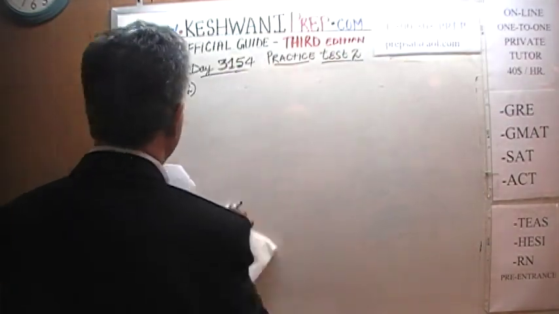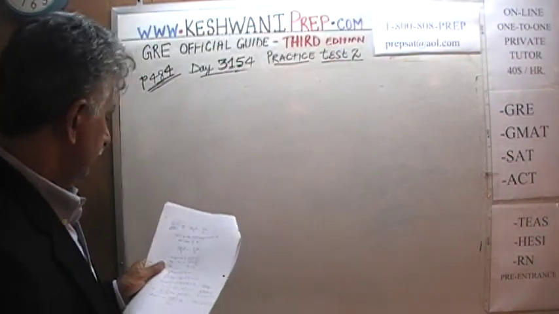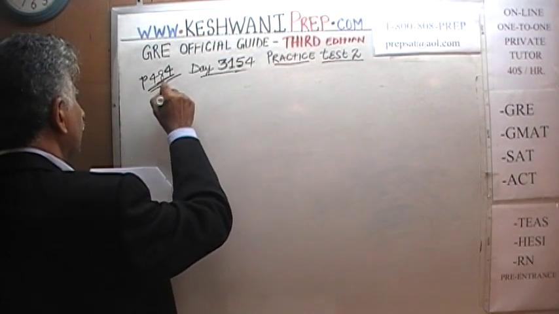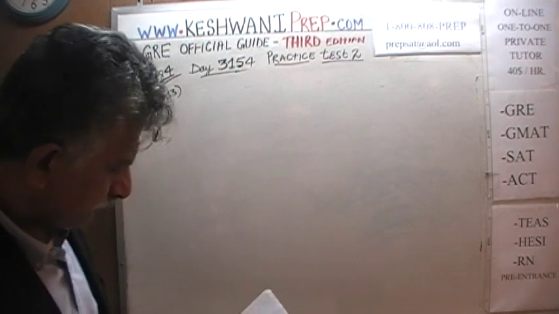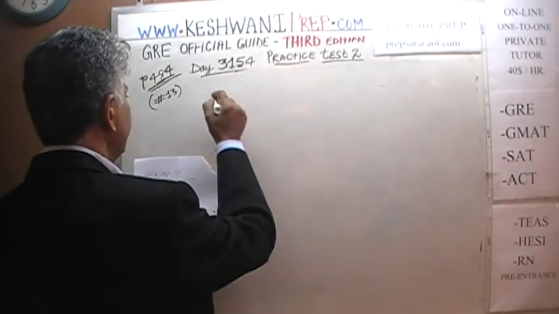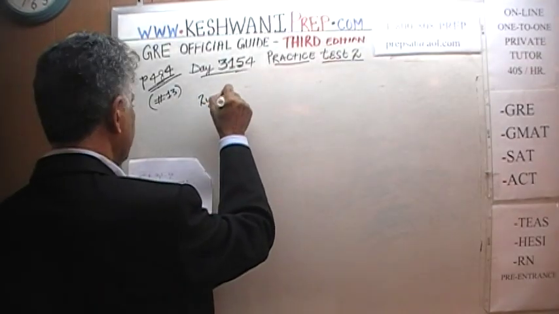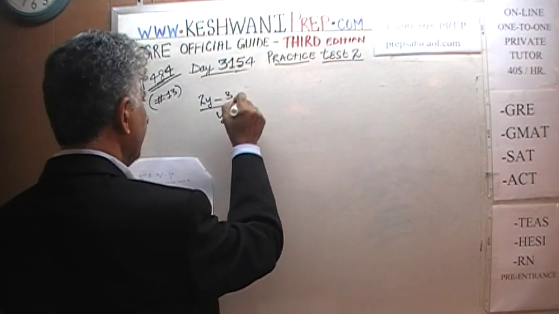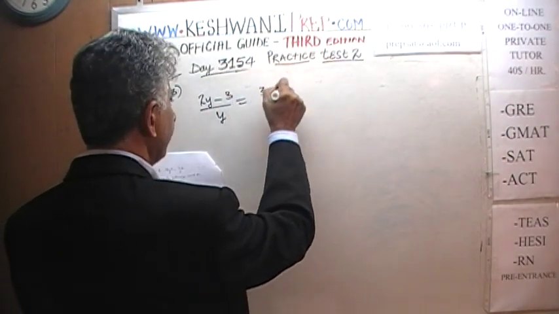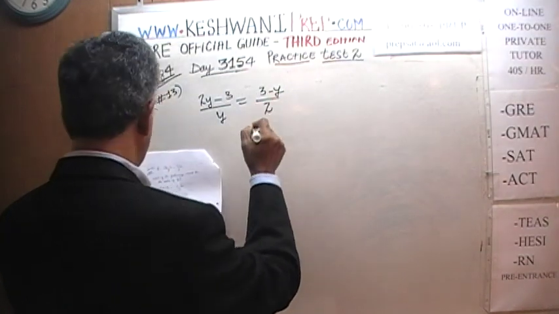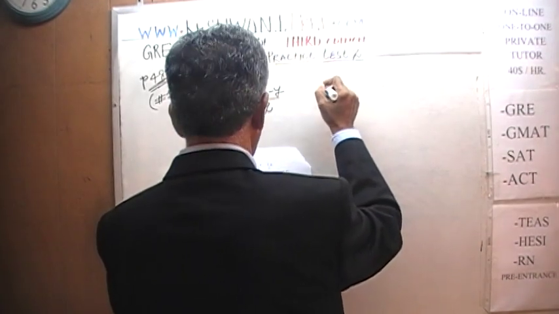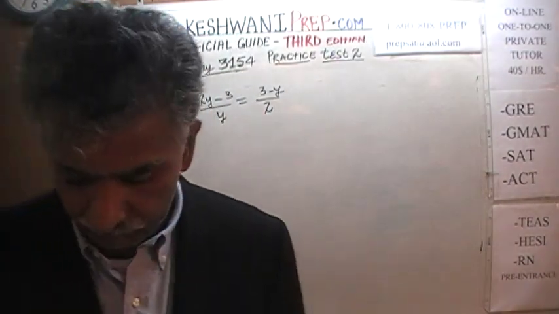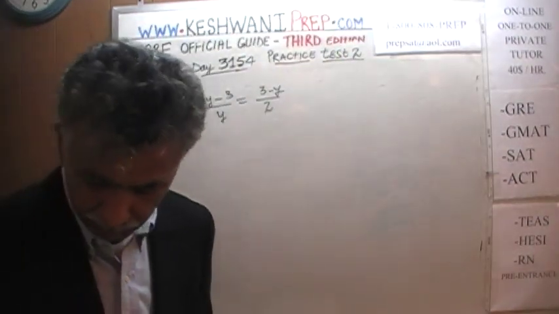Number 13 says that 2y minus 3 over y is equal to 3 minus y over 2. And the question is, which of the following could be the value of y. They want us to solve for y and pick one of the answer choices.